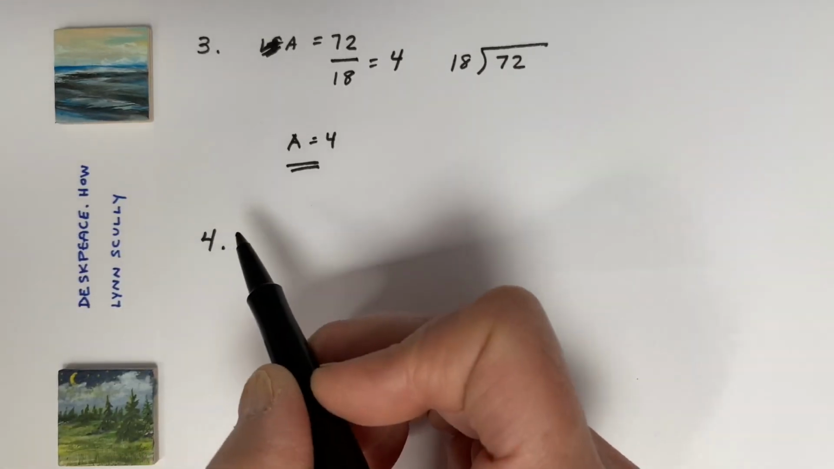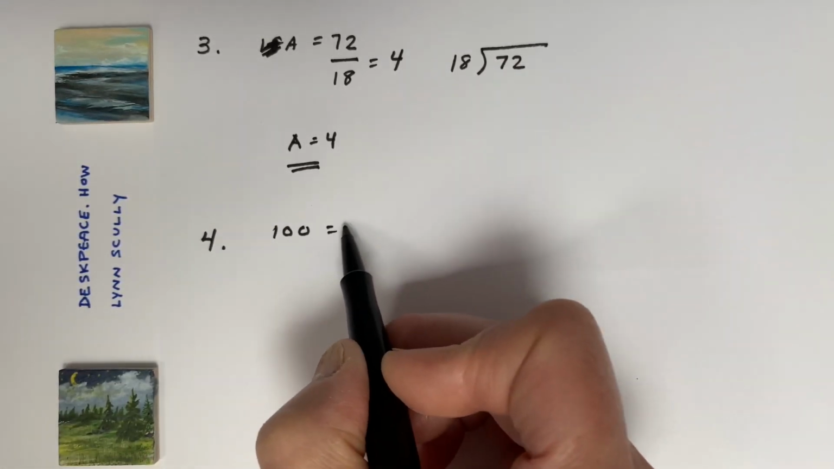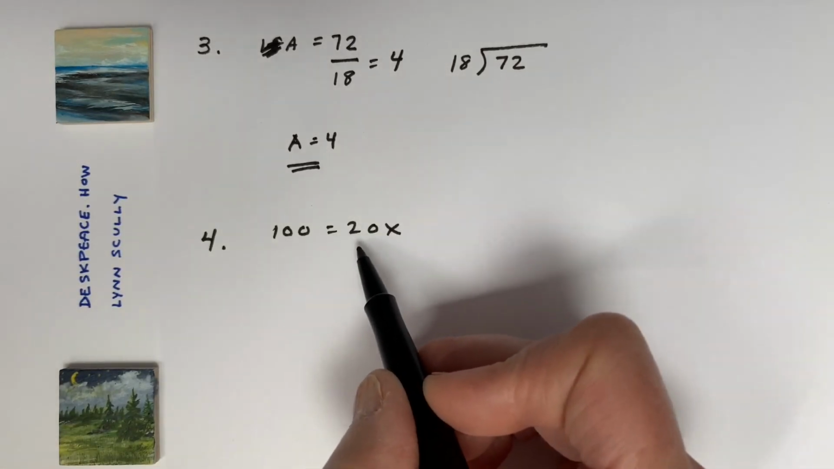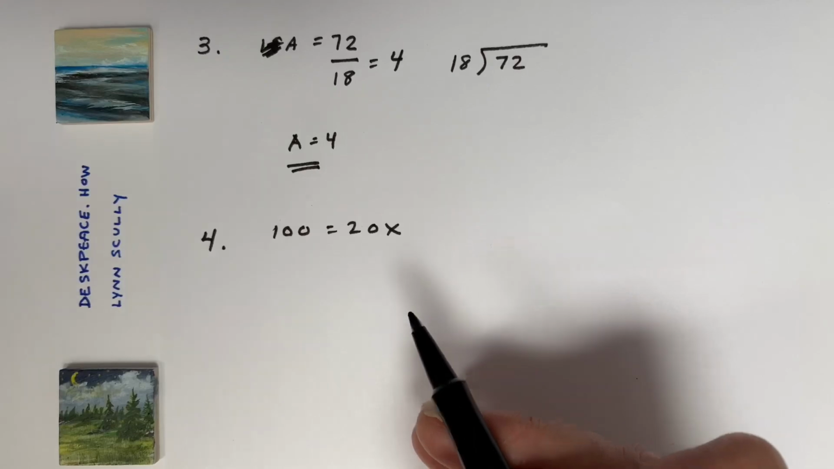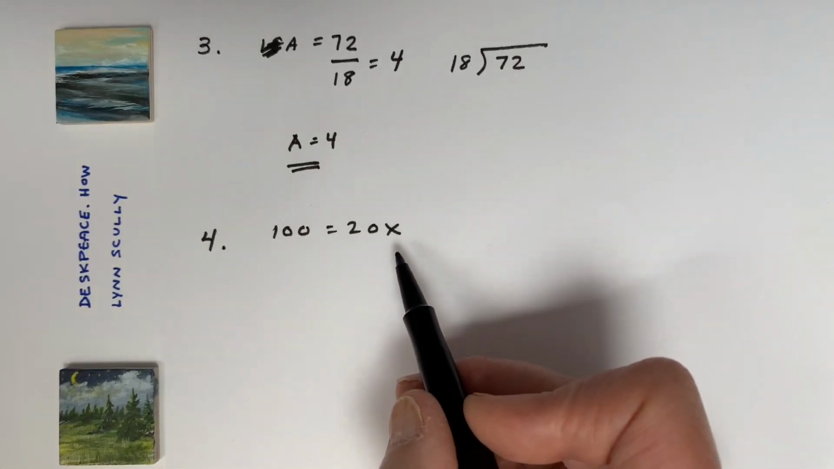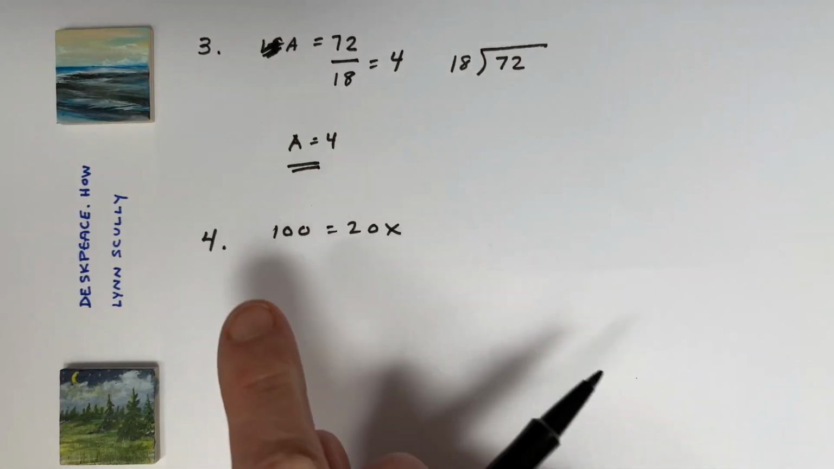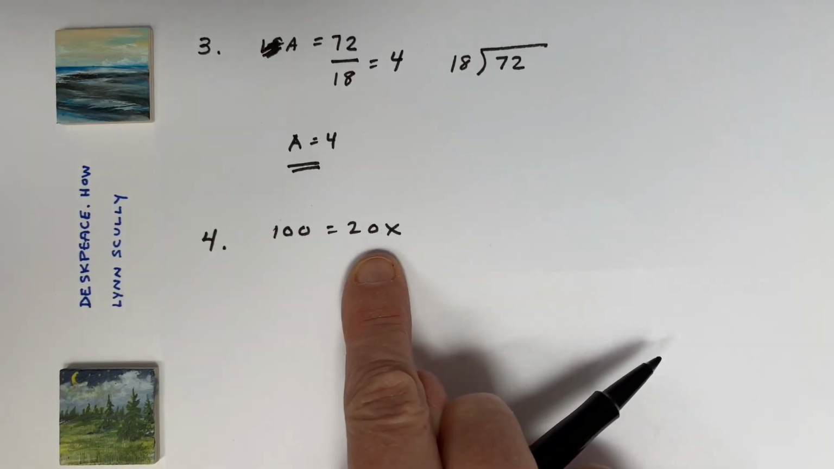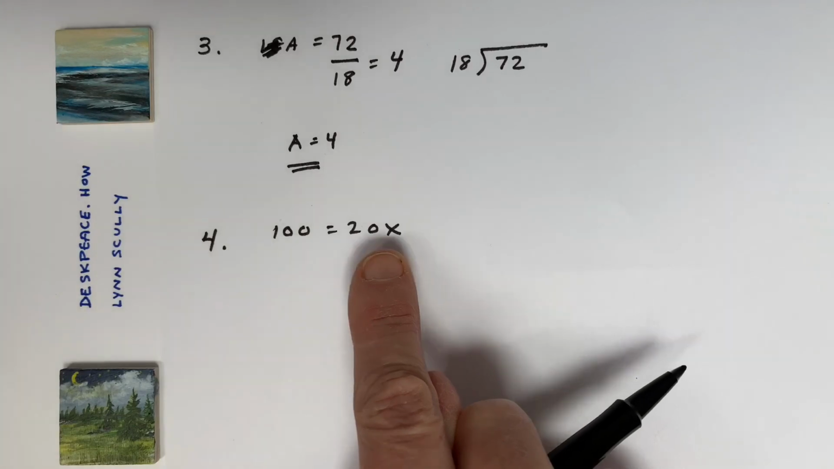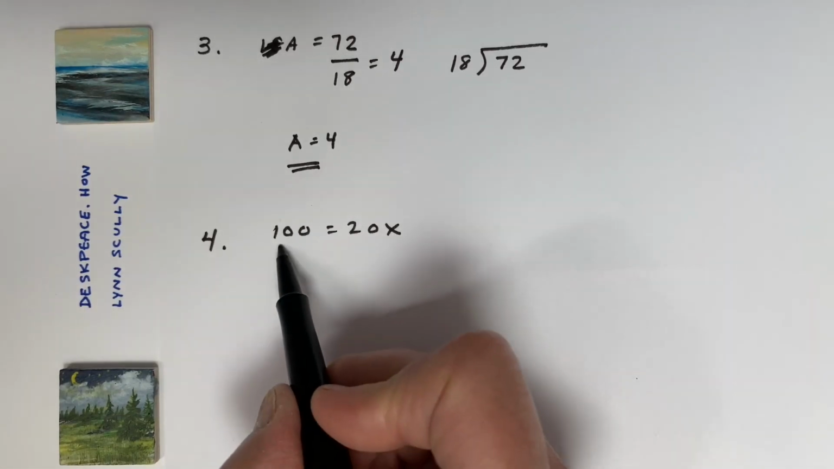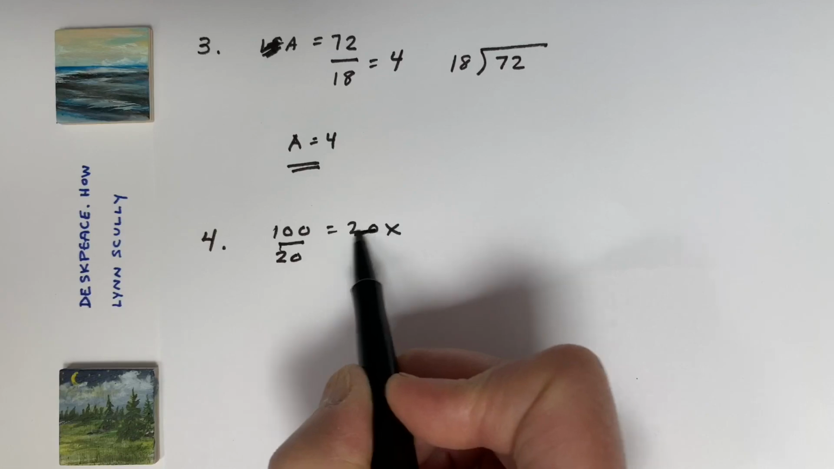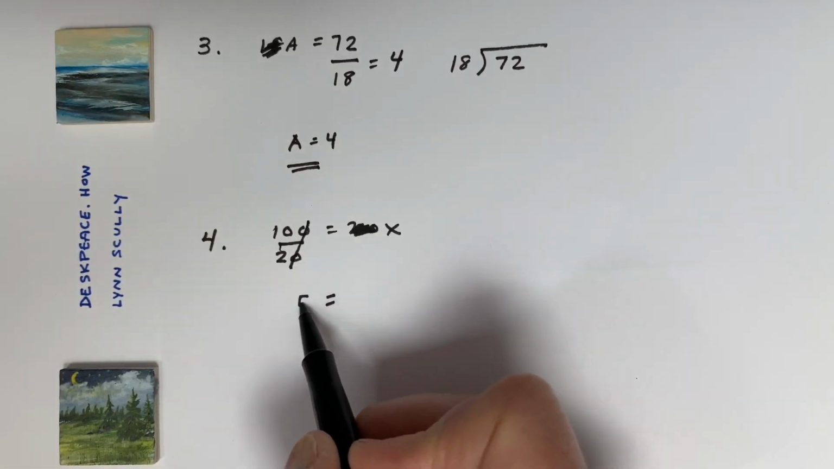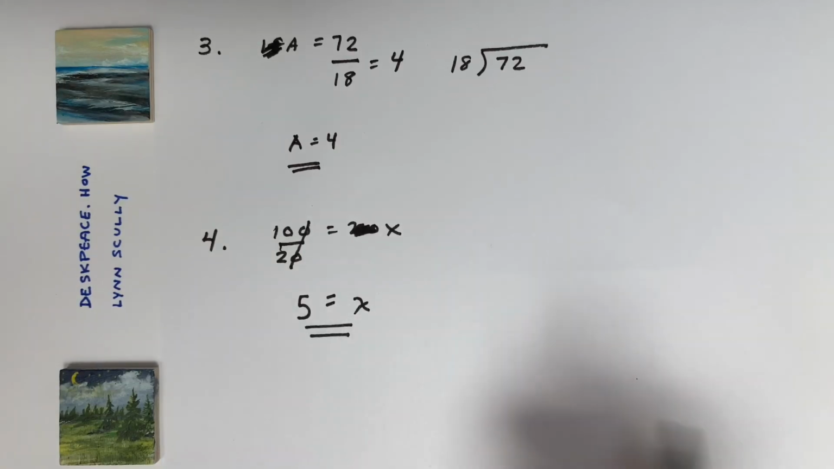Number 4, 100 equals 20x. My unknown is x. It is on the other side of the equal sign, but it doesn't matter. We have a goal. Get it on top and get it alone. So it doesn't matter if it's on the left side of the equal sign or the right side of the equal sign. Just get it alone. So here's the x. 20 is attached by multiplication. Move it by division to the other side of the equal sign. 100 divided by 20 is 5. 5 equals x.